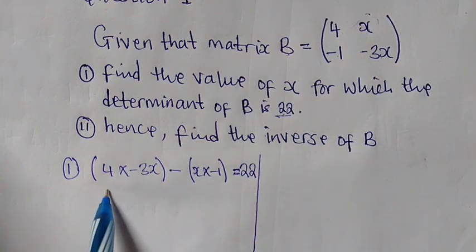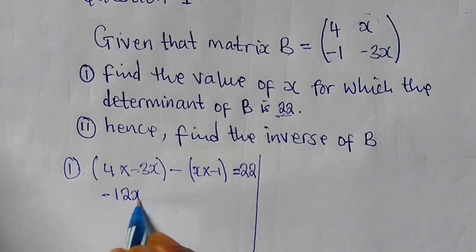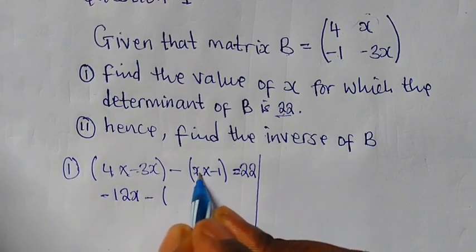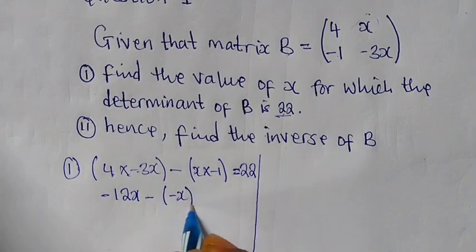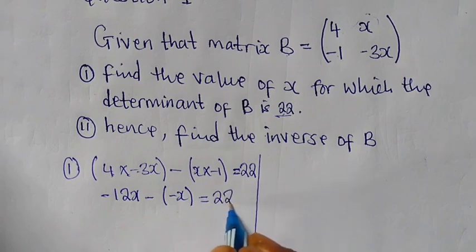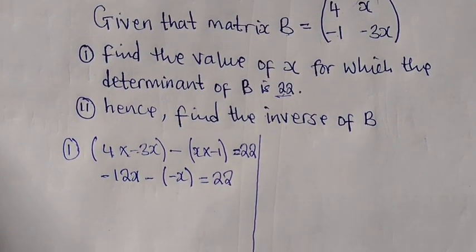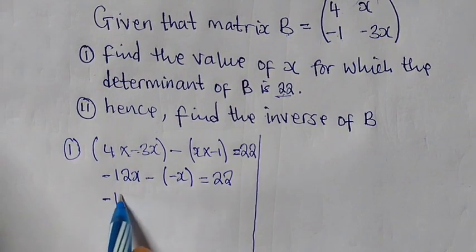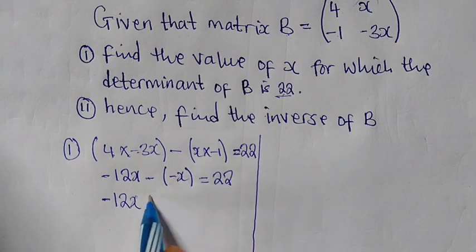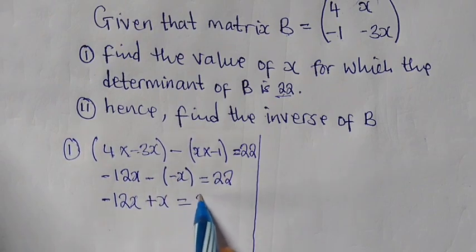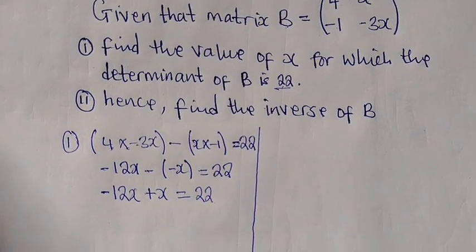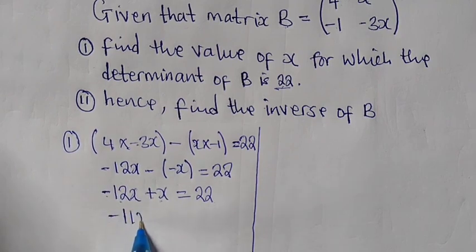From here, we multiply 4 times negative 3x, which gives negative 12x, minus x times negative 1, which gives negative x, equal to 22. We open the brackets: negative 12x plus x equal to 22. Since we want the value of x, we simplify the left hand side. Negative 12x plus x gives negative 11x equal to 22.